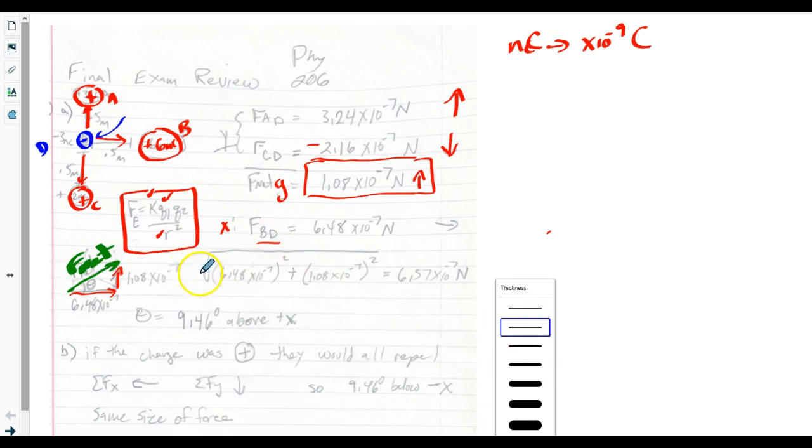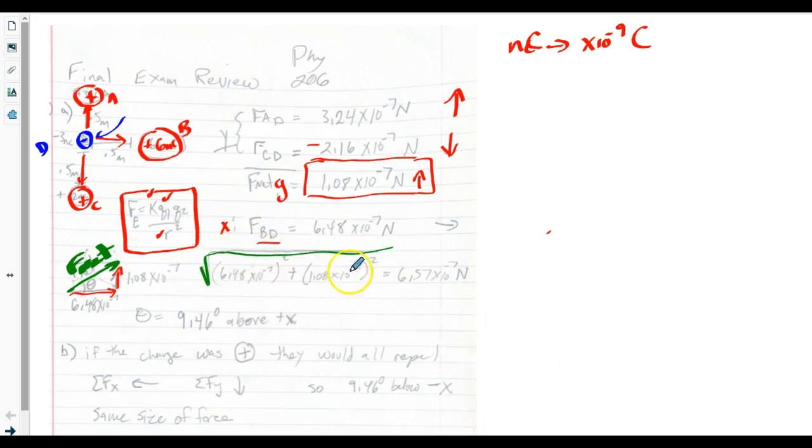To do that, we use the Pythagorean theorem. So it's the square root of these values squared. And I got 7.57 times 10 to the -7. So that is my answer to part A for the magnitude.